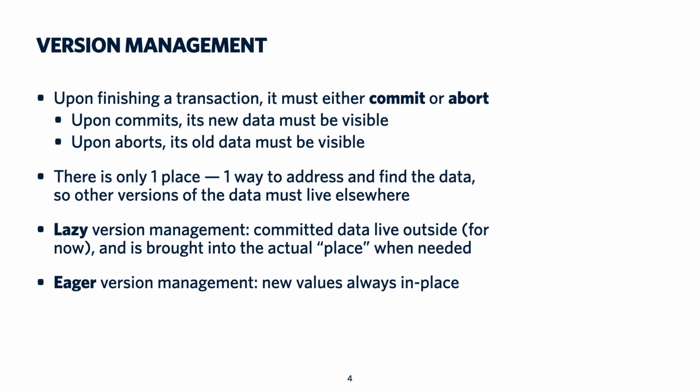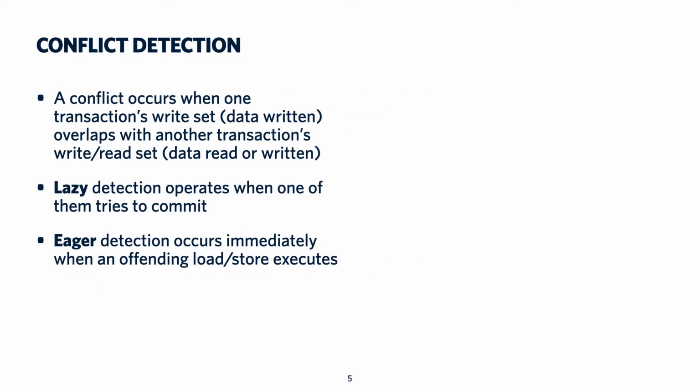Lazy version management is commit-centric in the sense that you place the new data in a separate structure. For example, some older transactional memory proposals would put it inside a speculative cache. Then when you commit, when you actually need it, it's brought into place or copied to where it should be. Whereas eager version management means you always put it in the right place, and then you have to revert it using some other mechanism.